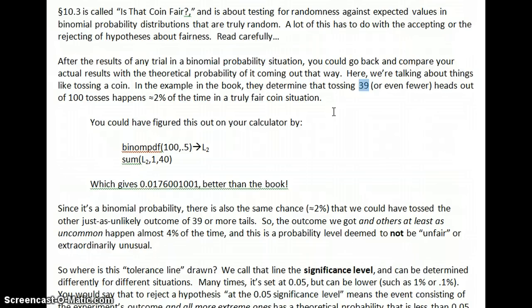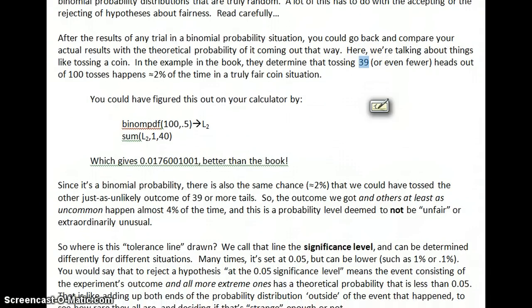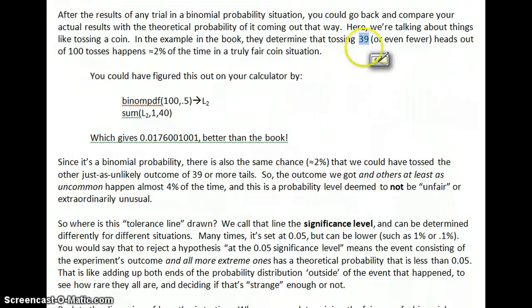The hypothesis here, we talk about hypothesis later, is that either the coin is fair or it's not. If it's not fair, then we should lump this in with anything that happens more extreme also, and see if this is a significant enough probability kind of mistake. So what they do is they calculate that all really quickly. They say 39 or fewer heads out of 100 tosses, about 2%. And you kind of go, whoa, how'd they do that?